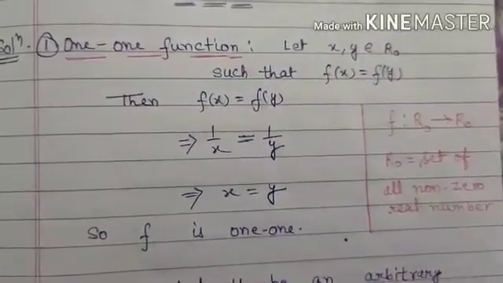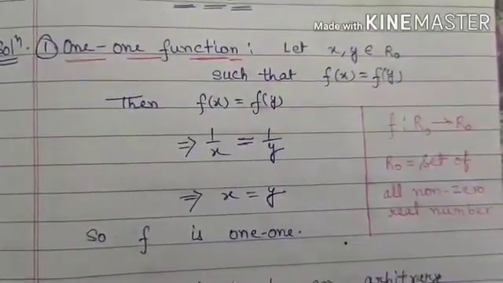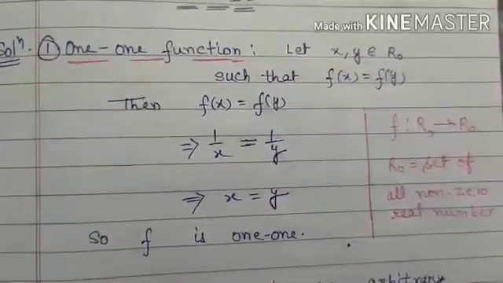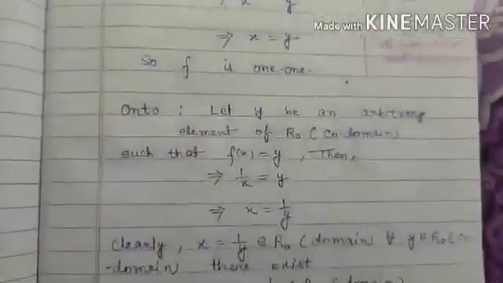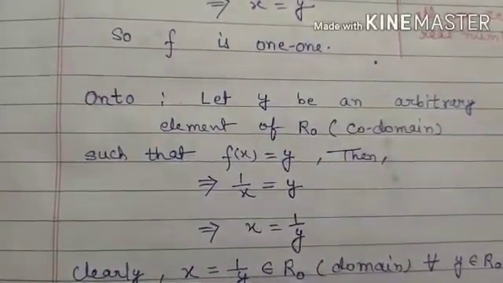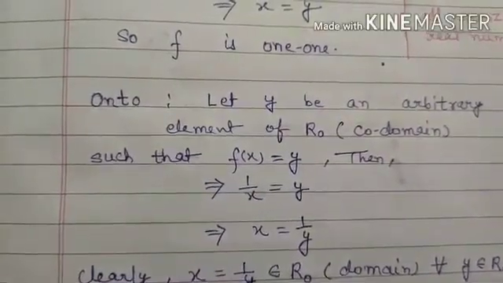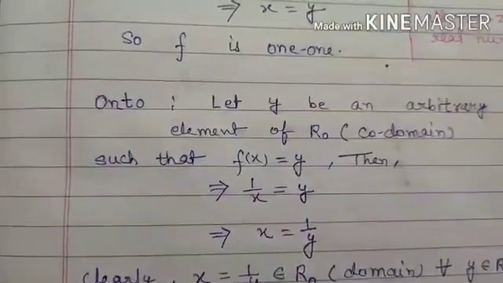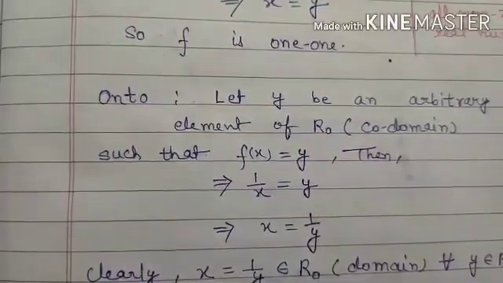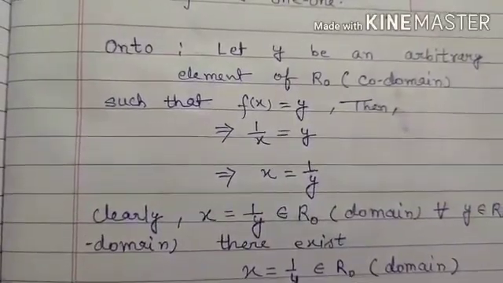As I have explained the function once again, that f such that R naught to R naught, and R naught is meaning set of all non-zero real numbers. Now onto, let y be an arbitrary element of R naught. Now this time we are talking about this as codomain, such that f(x) equals to y, then 1 upon x is equals to y, and x we can write 1 upon y, reciprocal both side. Clearly x equals to 1 upon y belongs to R naught.